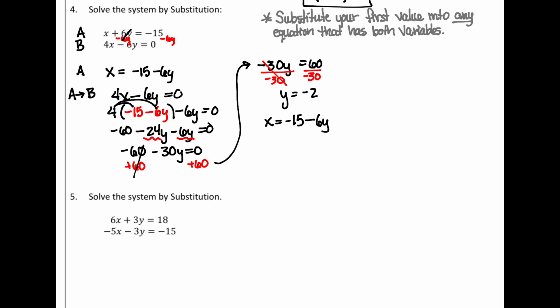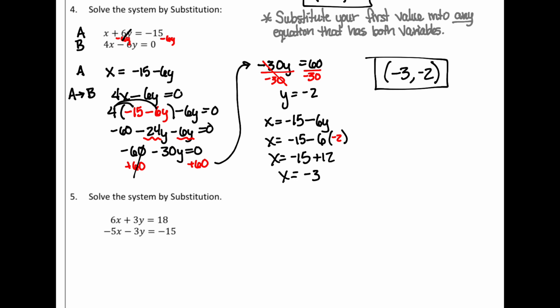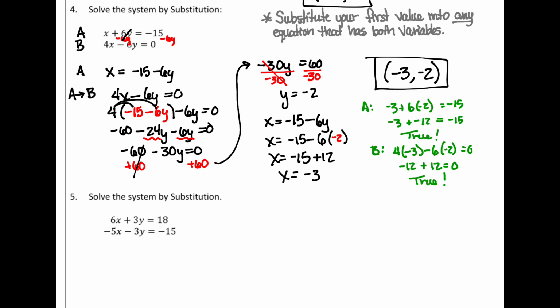X equals negative 15 minus 6 times the negative 2 that we just got. So x equals negative 15 add 12. So x is negative 3. And the point becomes x value first, y value second, and I'm definitely going to check it now. And it worked. Thank goodness.